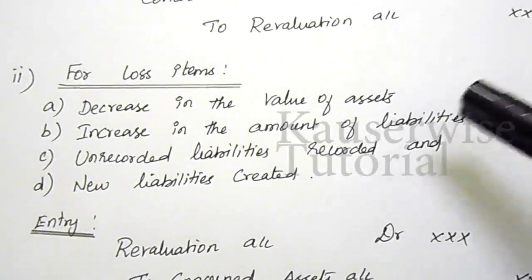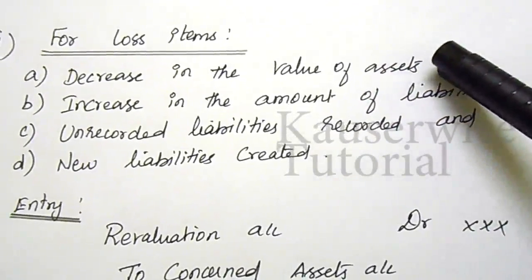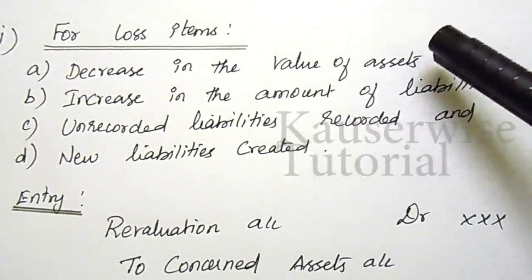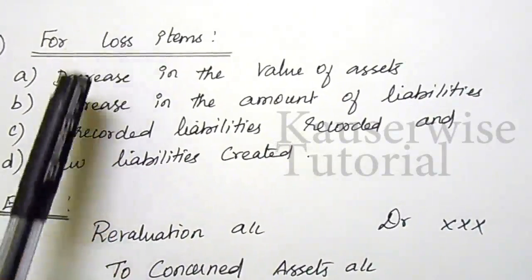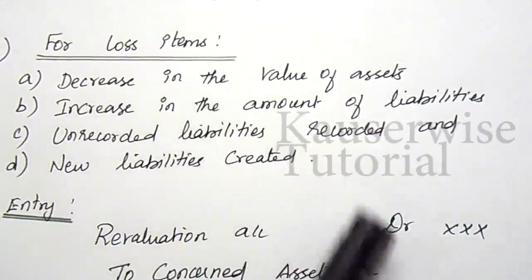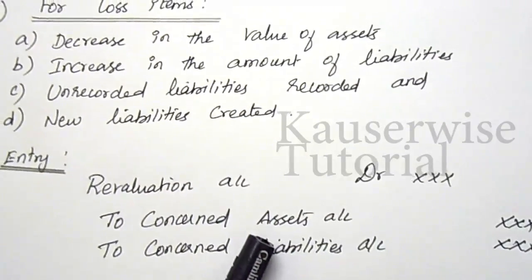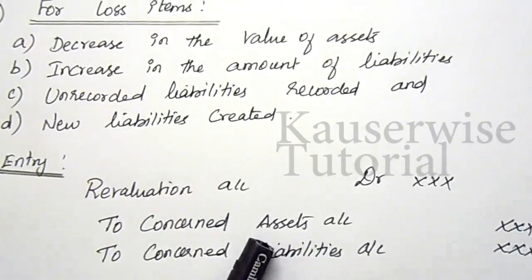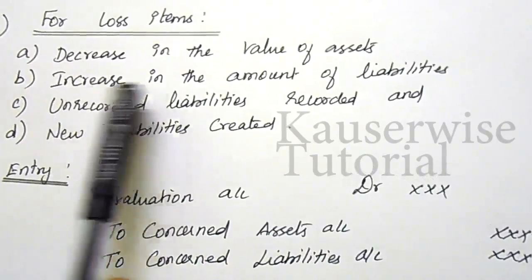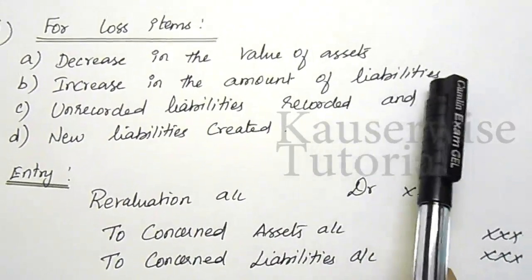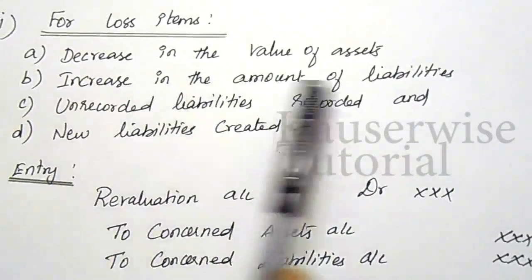Now see the loss items. The first one is decrease in the value of asset. I told you, asset is always a debit balance. When the asset value decreases, it's a loss. So when the asset value decreases, just enter the opposite side, that is the credit side, to the concerned asset account. Second, increase in the amount of liabilities. Liabilities always show a credit balance, so when the liability increases, again credit to the concerned liability account.